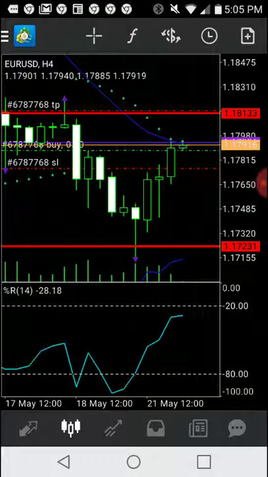Now, also with the parabolic stop and reverse system, once price breaches the top or the bottom dots, at that point you are going to have a reversal, and you should keep on going in the direction that the candles are now aimed, which is now up.